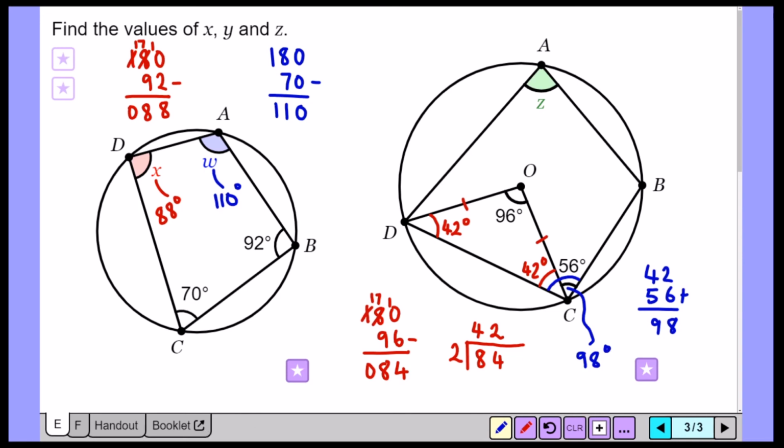Lastly, I know that angle Z and this 98 degree angle that I've just worked out must add up to 180 degrees because of our cyclic quadrilateral. So I need to do 180 take away 98 to find out what my missing angle Z is. I need to start off by borrowing. I get 10 take away 8, which is 2, 17 take away 9, which is 8, and 0 take away 0, which is 0. That means that angle Z is 82 degrees.